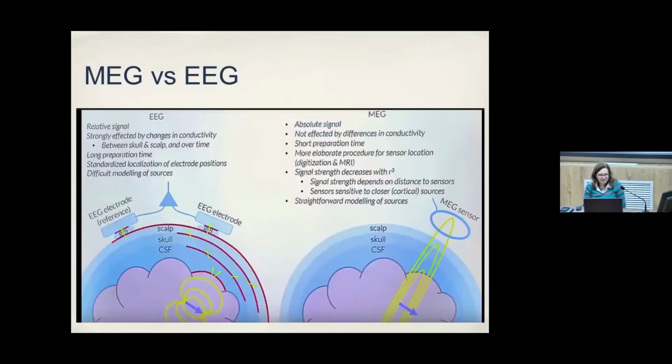Here, a little bit about the comparison of MEG and EEG, and why MEG is better. First of all, EEG uses a relative signal, so every time we have some reference, because we can't measure the electric field at one point. We need a reference point to measure, and that's actually a huge problem. I mean, it was a huge problem.